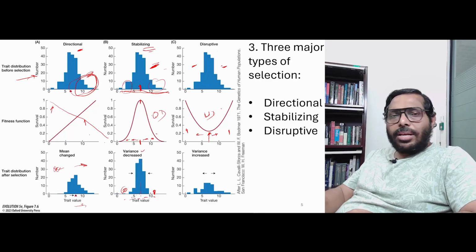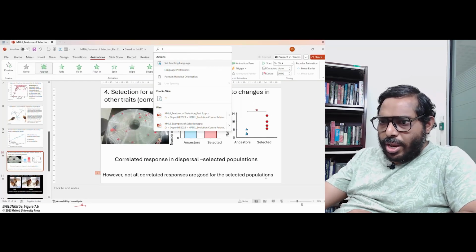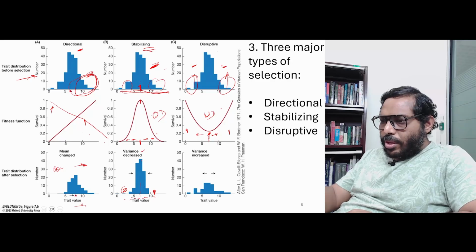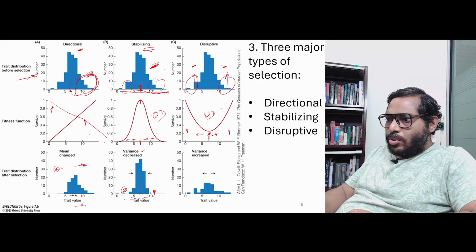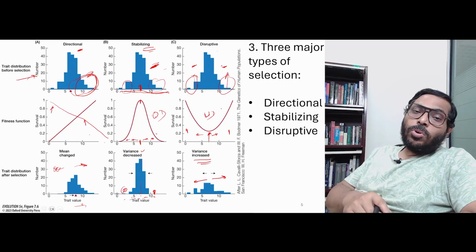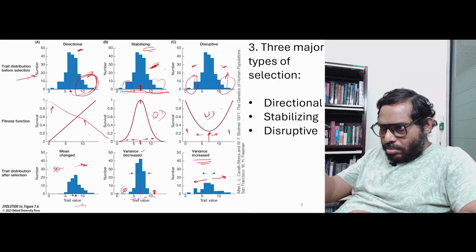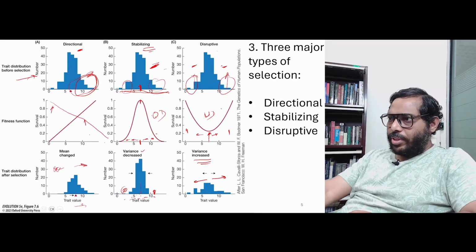Now, what is happening in the third case, which is disruptive selection? In disruptive selection, these guys have higher fitness, and these guys have higher fitness, therefore their frequency is going to go up, and these guys in the middle have lower fitness, so their frequency is going to go down. Therefore, you can see that this is going to lead to an increase in the spread. In other words, the variance of the population is going to go up. I will give you specific empirical examples of each one of them.